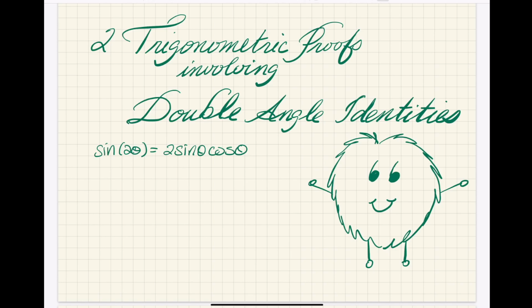Besides the sine of 2 theta, which is equal to 2 sine of theta times the cosine of theta, we have the tangent of 2 theta, which I'm giving to you just for information. I'm not going to be using this in these two examples today, but we have 2 times the tangent of theta over 1 minus tangent squared theta.